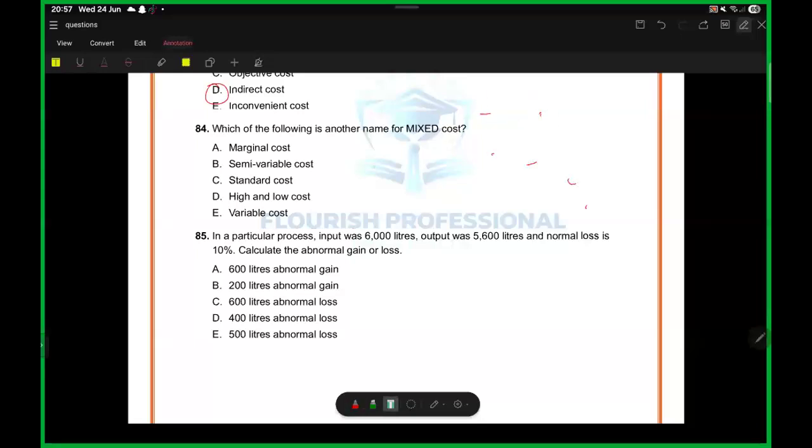Okay, mixed cost. Which of the following is another name for mixed cost? I've been talking about it. When we say mixed cost, it's also called semi-variable cost. It has a component of fixed cost and variable cost. Are we okay?